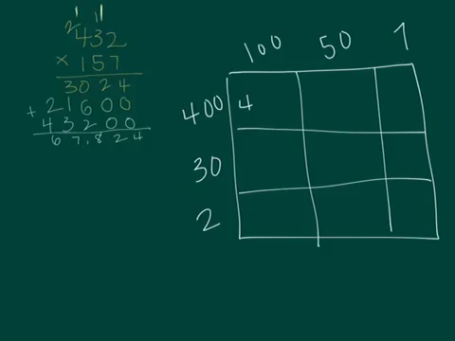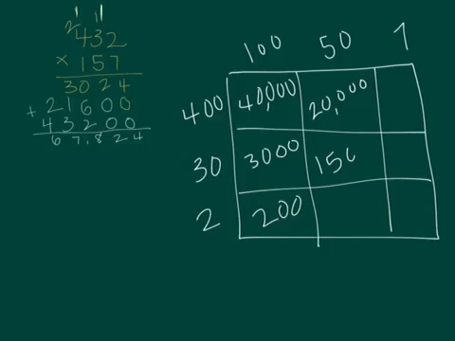400 times 1 is a 4 with 4 zeros, which is 40,000. 30 times 100, 3,000. 2 times 100, 200. 400 times 50, careful on this one, it's a 20 because 4 times 5 is 20 with 3 zeros attached to it, 20,000. 30 times 50 is a 15 with 2 zeros attached to it, 1,500. And 2 times 50, a 10 with 1 zero attached to it, is 100.